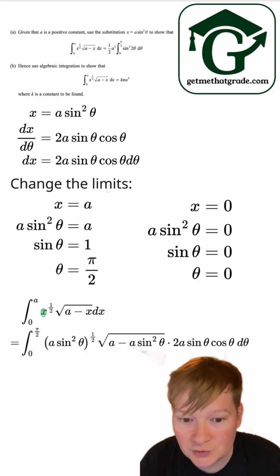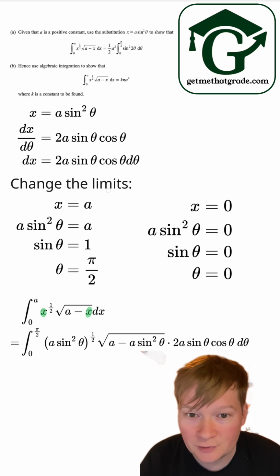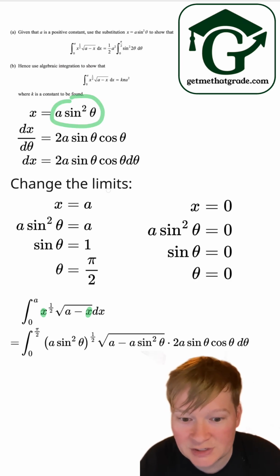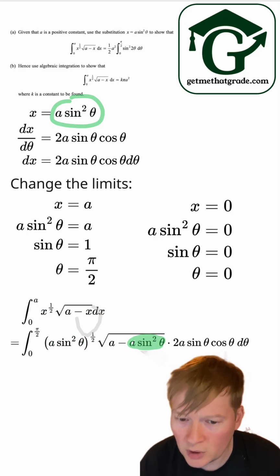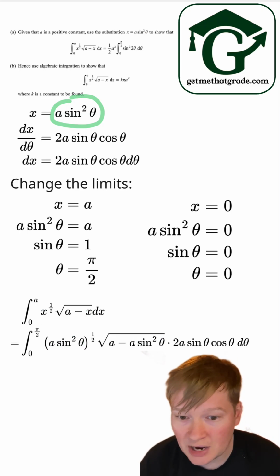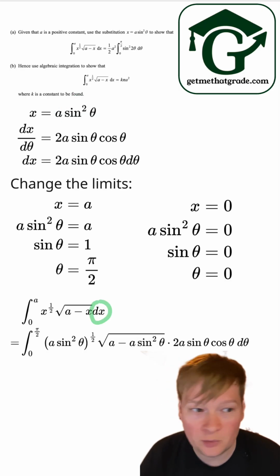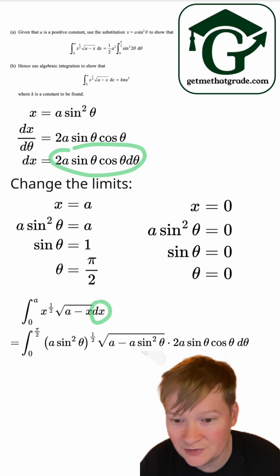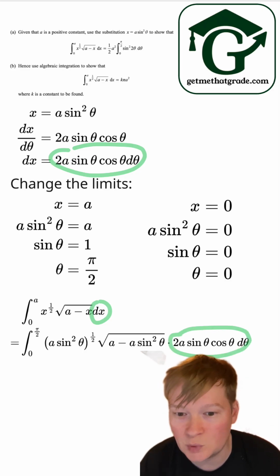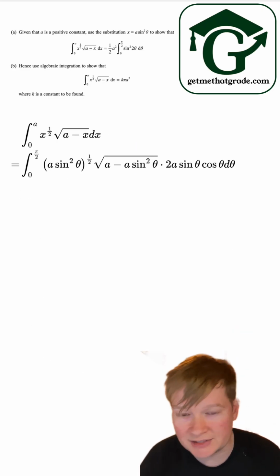We also need to substitute in for x. Remember, x is a sine squared theta. So wherever we had an x, we're going to replace that with a sine squared theta. What else are we going to do? Well, we also have to replace the dx with what we had here. Dx was 2a sine theta cos theta d theta. So that's getting replaced as well. What do we do next?